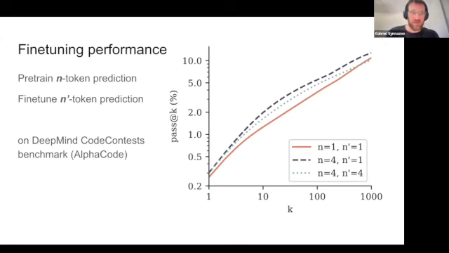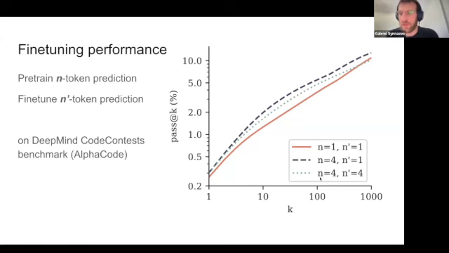Okay, and so we looked at fine-tuning performance. If you pre-train with n token predictions and you fine-tune with n prime token predictions. So let's say you pre-train with n equal 1 and you fine-tune with n equal 1, this is the classic case, the baseline. This is the k, and this is the pass at k you get. Those are harder programming tasks, that's why the numbers are lower on the y-axis. Those are code contests, so programming contest challenges.